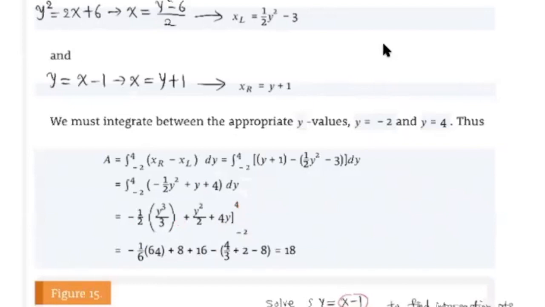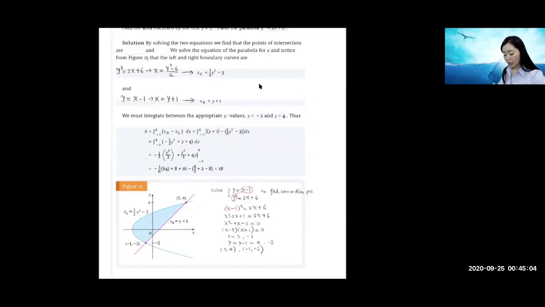So substituting here, we got 18. So 18 is the area between this curve and this line right here.